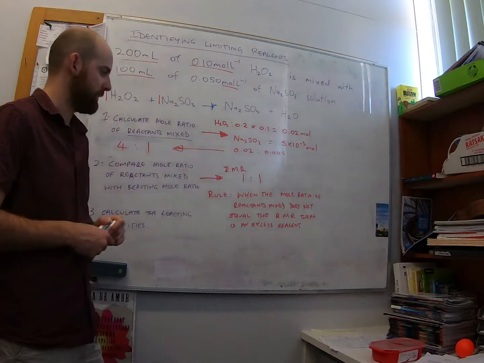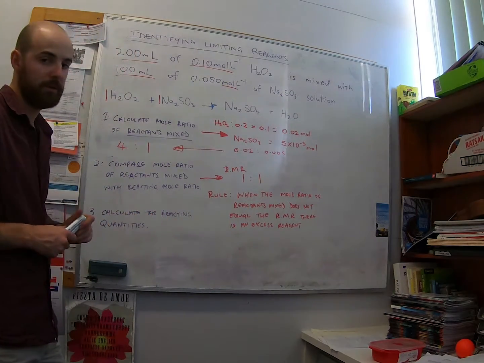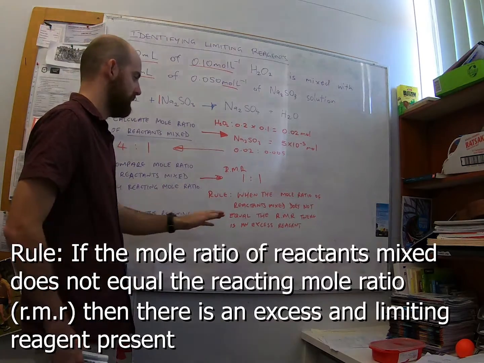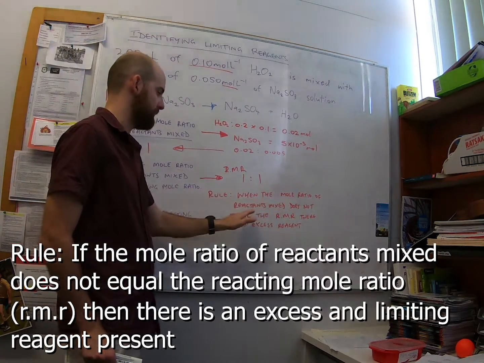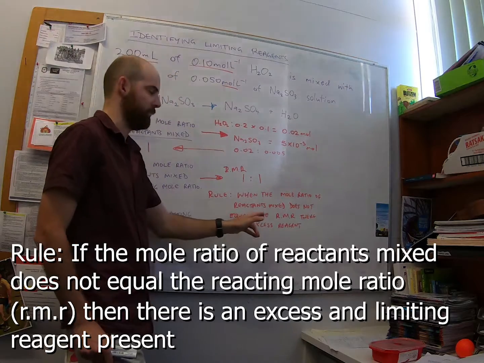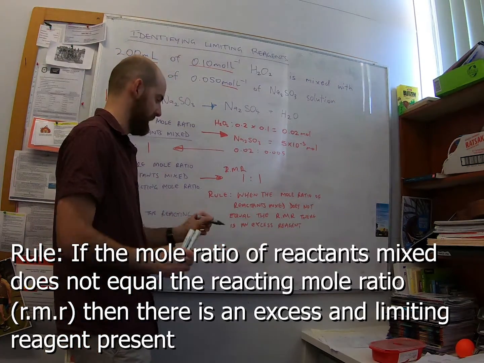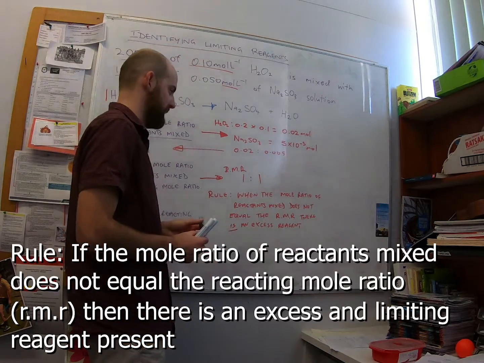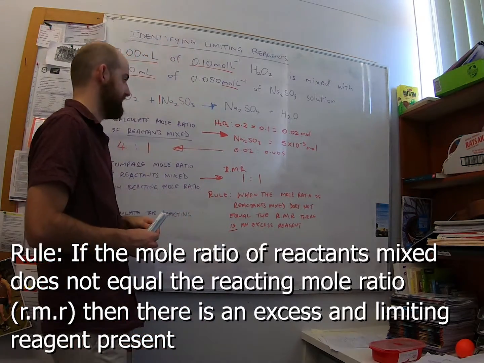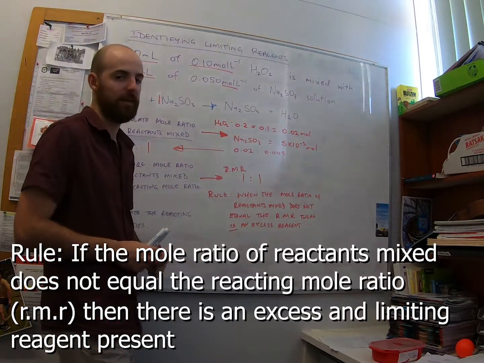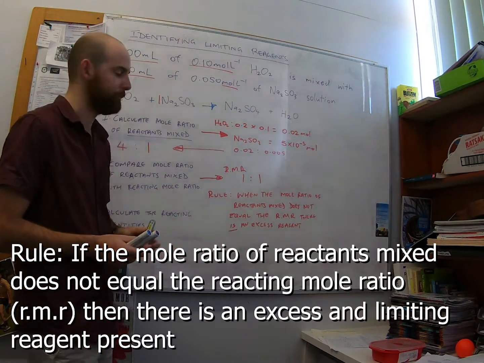Okay, so because these ratios aren't the same, right, our rule from last week is going to change. Okay, it becomes: when the mole ratio of reactants mixed does not equal the reacting mole ratio, there is an excess reagent. Last week we had there not being an excess reagent because our two ratios were the same. This time our two ratios are different. So that's how we identify that we've got an excess and a limiting reagent.